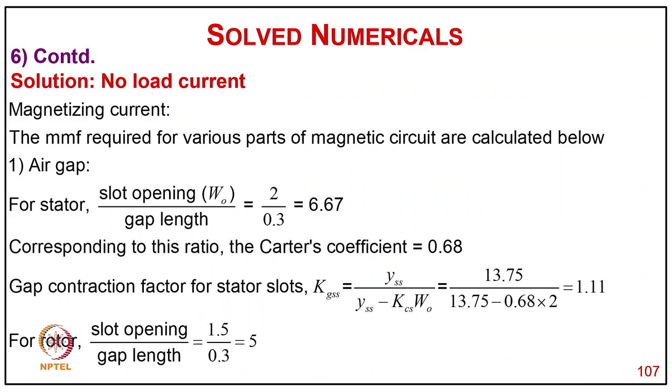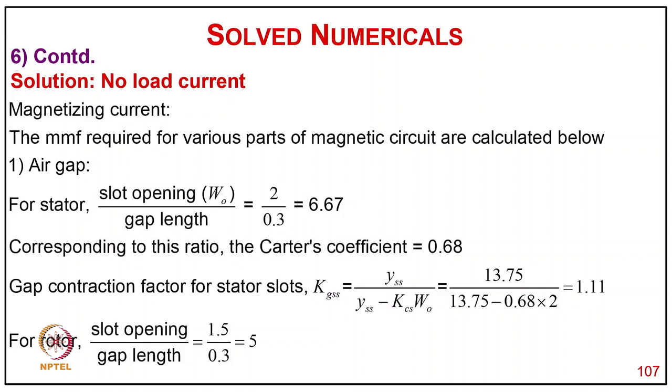So the MMF required for the various parts, all five parts, are calculated here. First for the air gap, for the stator, we have to calculate the contraction factor. For the stator we have slot opening upon gap length, that is 2 upon 0.3, that is 6.67, and corresponding to this ratio the Carter coefficient is 0.68 from the graph. And the gap contraction for the stator slot KGS comes YSS upon YSS minus KCS into W0, it comes 1.11.